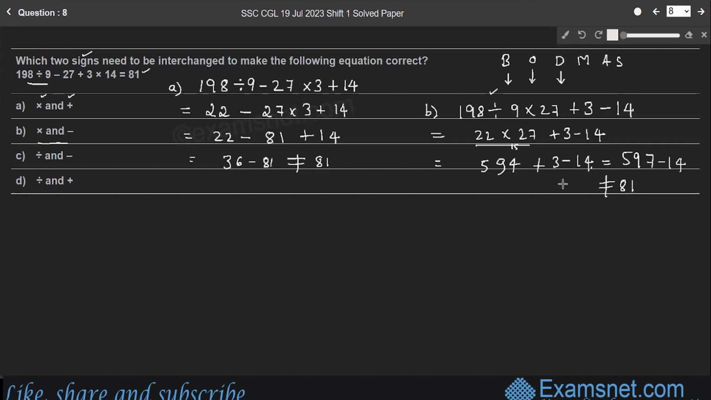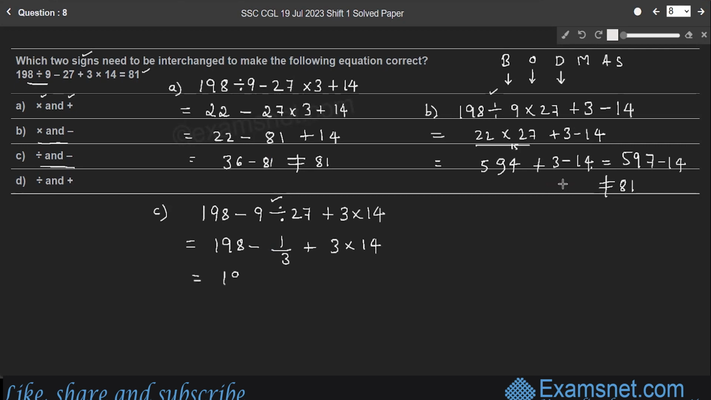So consider option 3, interchange division and subtraction signs, right? So 198 divided by 9 becomes minus 9, minus 27 becomes divided by 27, plus 3 into 14, right? So according to the BODMAS rule, yes, go for the division part. 198 minus 9 by 27 becomes 1 by 3, right? Plus 3 into 14.